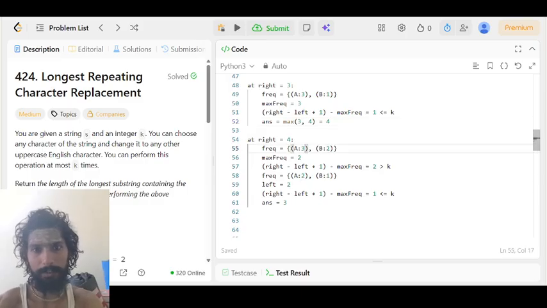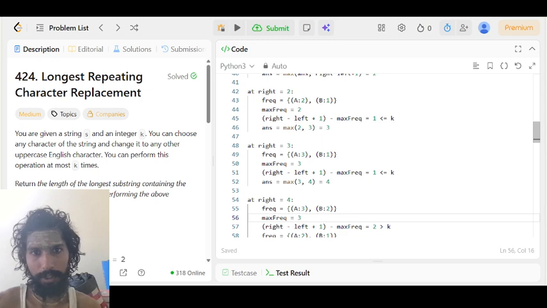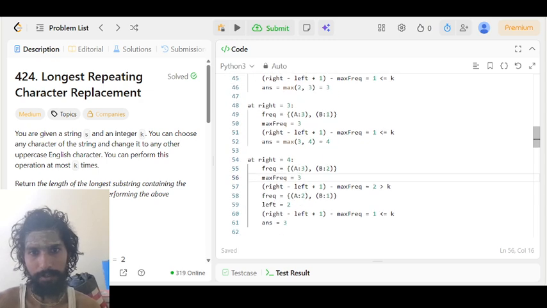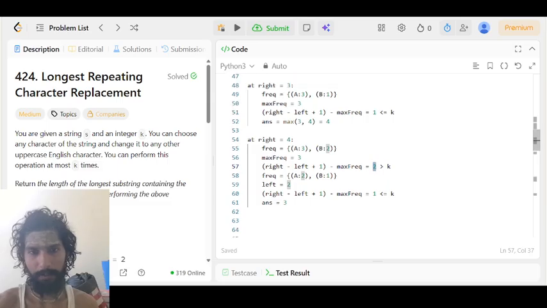Now here it will become A3 and B2. Max freq will become 3. Right minus left plus 1 minus max freq will be equal to 2 again because our left was 0. Right is 3 plus 1, 4. 4 minus 3 that is 1. Then 4 plus 1, 5, 5 minus 3, that is 2. So it will be 2 and 2 is greater than k. So frequency will decrease, it will become A2 and B1.